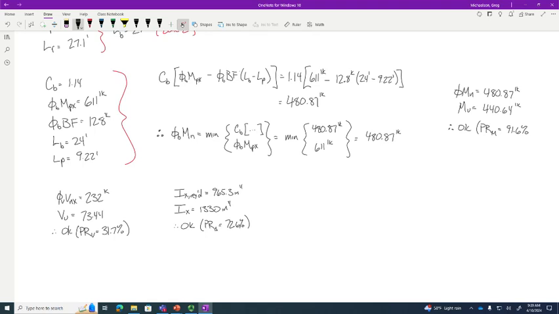So can we use this beam? Yeah, we can. So that's our answer. Boom. That is our answer. What do you think? That's not hard, is it?